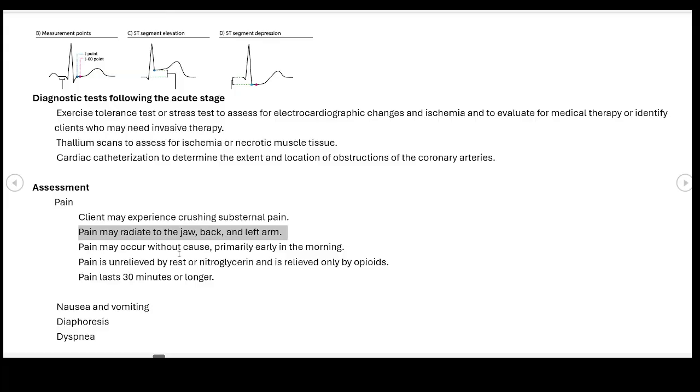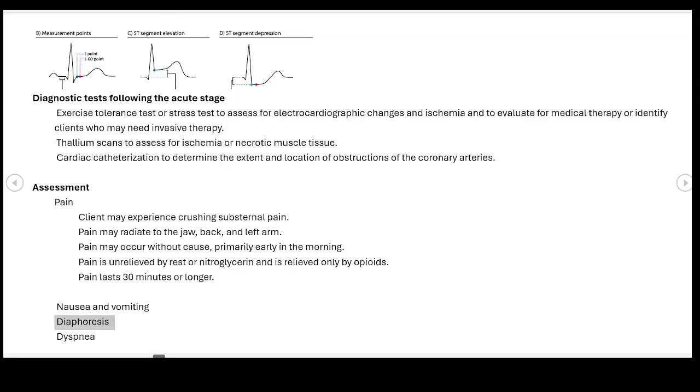Now, pain may occur without cause, primarily early in the morning, and then the pain is unrelieved by nitroglycerin. The only thing that can relieve the pain is opioid. Then the pain may last longer than 30 minutes. Another thing is the GI. Well, the GI is always there. When I talk about GI symptoms, we're talking about nausea and vomiting.